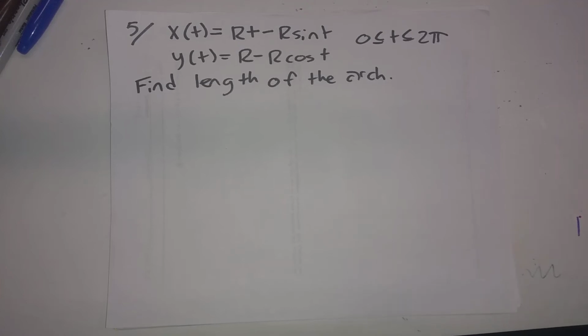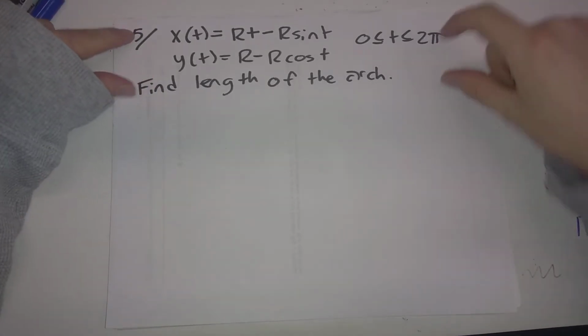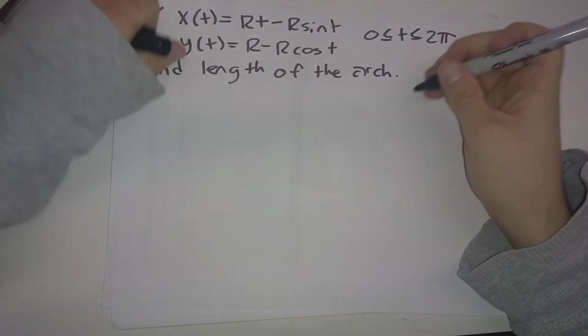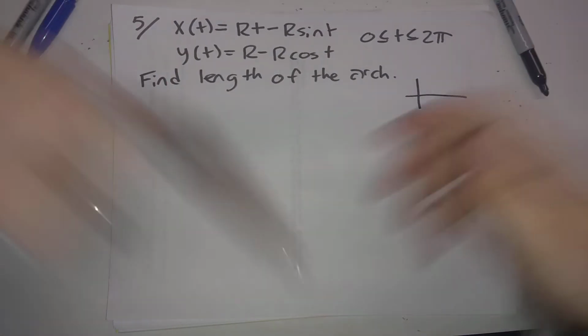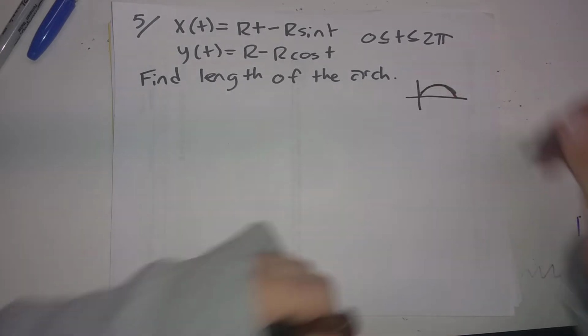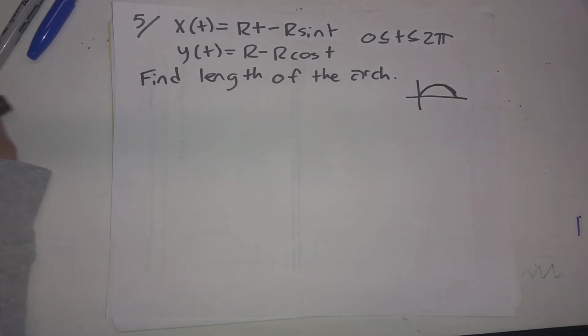For this problem, we're looking at exactly the same cycloid arch as in the previous problem. So I recopy that down here. Before, we wanted to find the area under this arch. Now we want to find the length of this arch. So how do we do this?